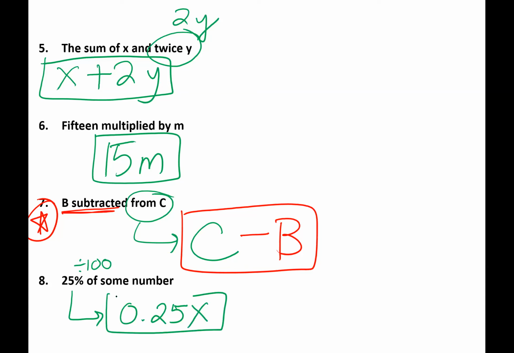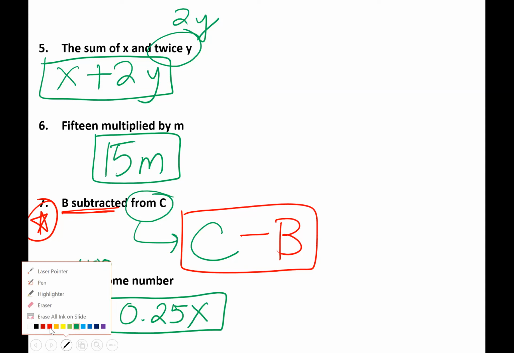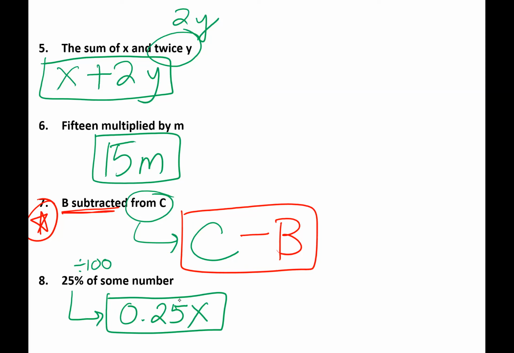Don't forget the x. Sometimes with the percent questions, students just change it to a decimal and think they're done. You're not done. A percent is rarely just an answer by itself. A percent is almost meaningless without a number after it. So 25% of what? Of some number. In this case, our number is just x. So 25% of some number, we can write 0.25x.